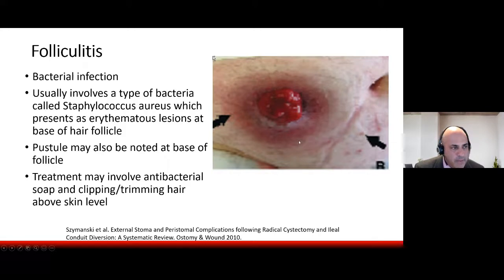If that occurs, sometimes the NSWOC nurse or your healthcare professional may advise things to do, like some type of antibiotic agent to help address that if it's quite severe or problematic.